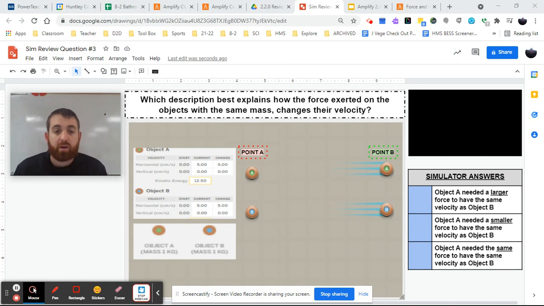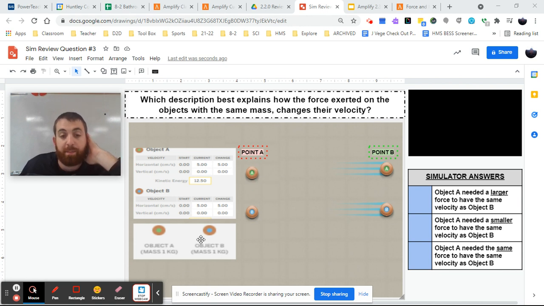Hey everybody, Mr. Regan here, and we have another question in our simulator that deals with object A and B. Let's take a look. Which description best explains how the force exerted on the objects with the same mass change their velocity? So if you notice, we have object A and B starting at point A, ending at point B.